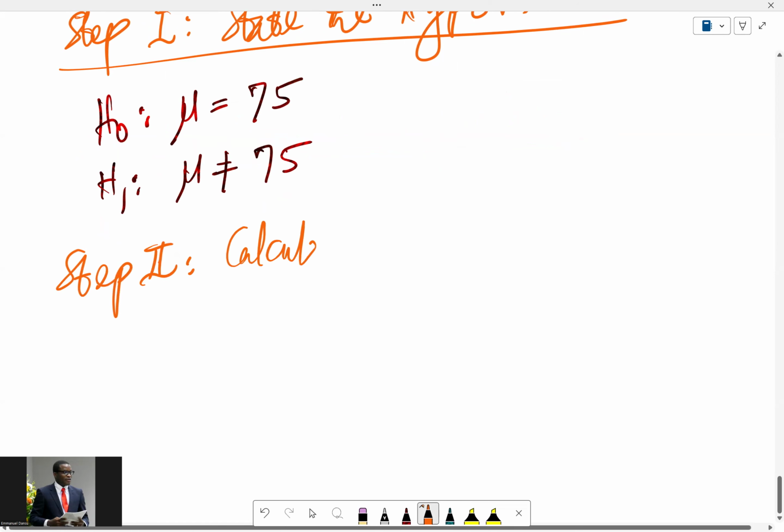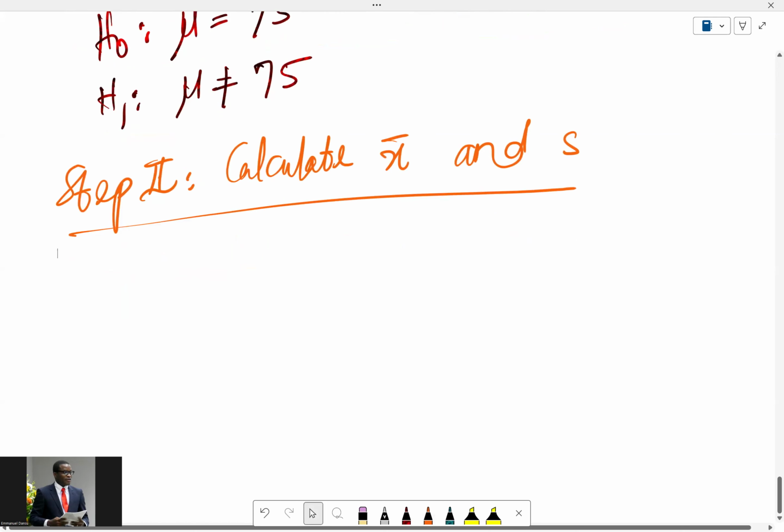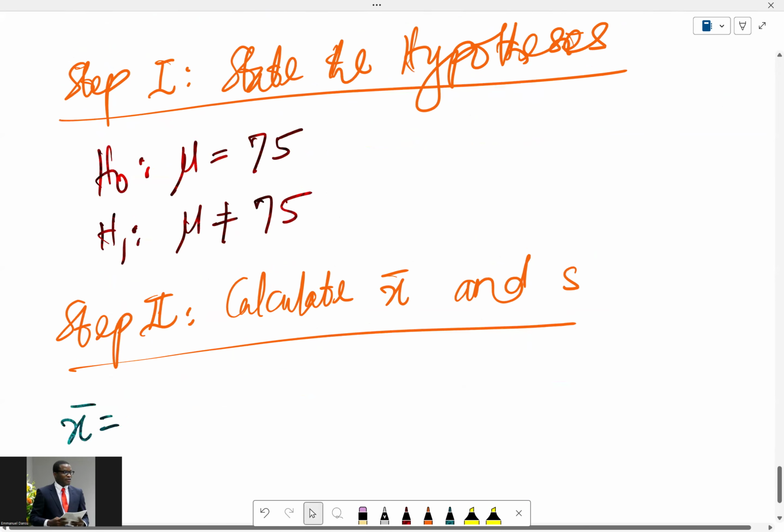Calculate X bar and S. That is the sample mean and the sample standard deviation. I want to calculate those. Of course, X bar is just going to be add up all these scores and divide by 10, basically.